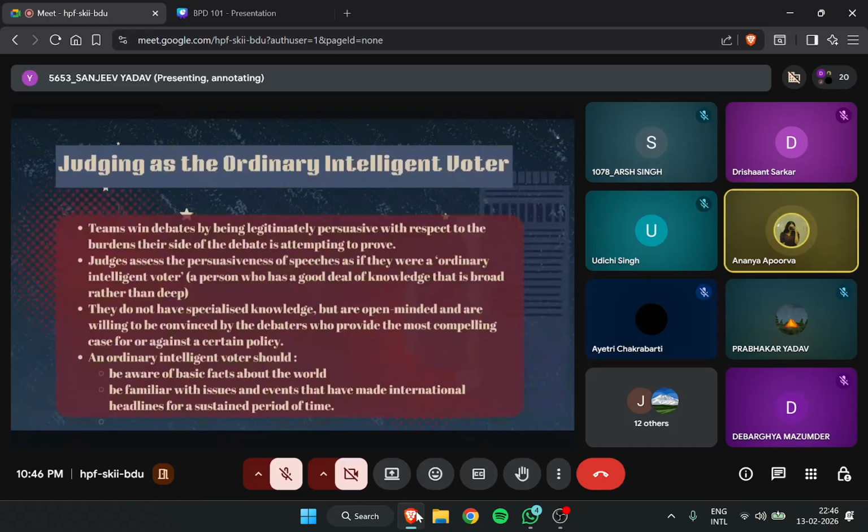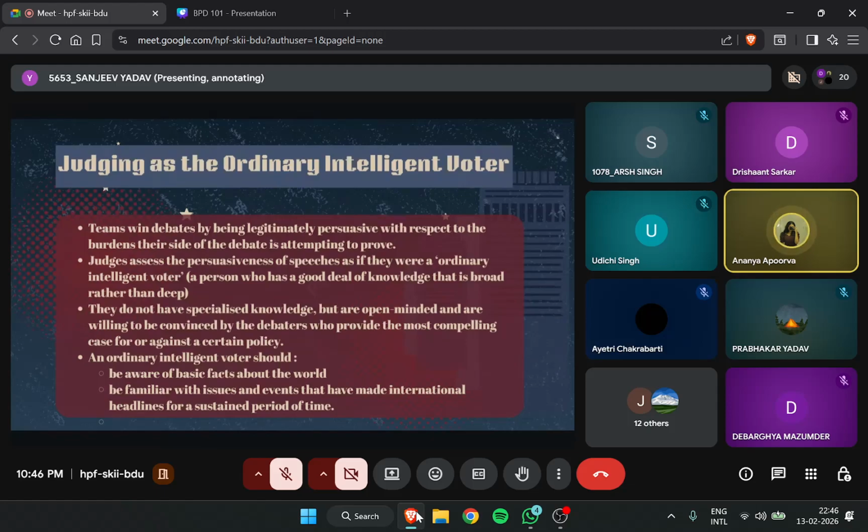You can be as technical as you want, as long as you are explaining how that entire technicality is going to work, and proving how that holds within all sorts of plausible circumstances that may arise. Now, what is an ordinary intelligent voter?